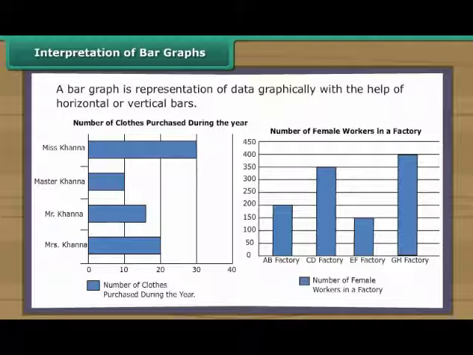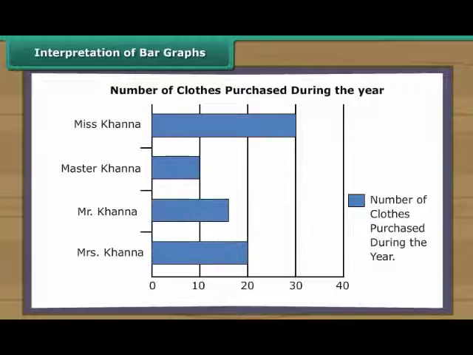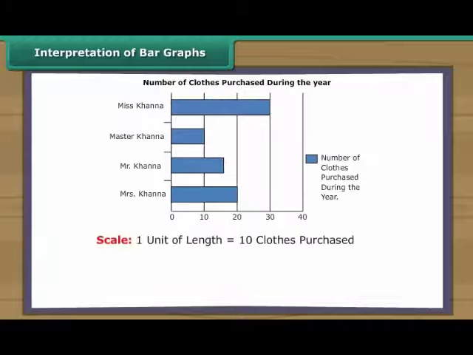Interpretation of bar graphs. A bar graph is representation of data graphically with the help of horizontal or vertical bars. Bar graphs are easier to draw than pictographs. Let us understand bar graphs by interpreting them first. Look at this bar graph. It is a horizontal bar graph. The thickness of the bars and the gap between the bars are identical. It shows details of clothes purchased by the members of the Khanna family during the year. 1 unit of length represents 10 clothes purchased.